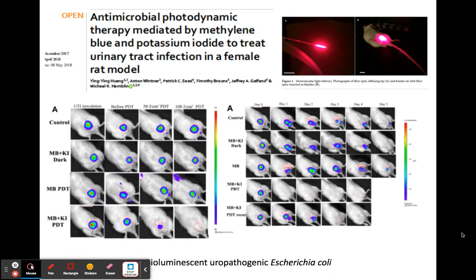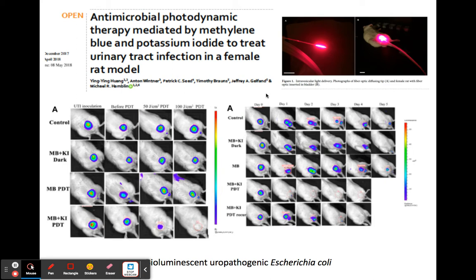This was a model in female rats with a bladder infection. So again, we used bioluminescent uropathogenic E. coli in the female rat bladder, and you can put a fiber through the urethra into the bladder, so you can illuminate from the inside. And again, if you do methylene blue PDT alone, nothing much happens, but you put the potassium iodide in, and you can eliminate the bioluminescent signal.